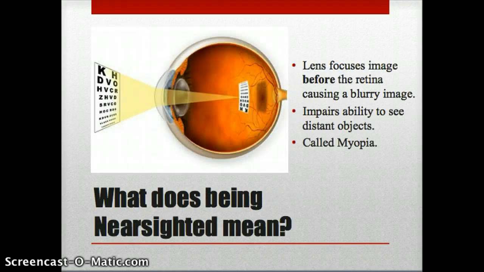And what does nearsighted mean? The lens focuses the image before the retina, causing a blurry image, and impairs the ability to see distant objects, which is called myopia. If you're nearsighted, light rays focus too early within your eye, and they form a focus point in front of the retina instead of directly on it. So contact lenses and eyeglasses help correct nearsightedness by diverging light rays, which reduces the eye's focusing power. And this moves the eye's focus point backward onto the retina where it belongs.